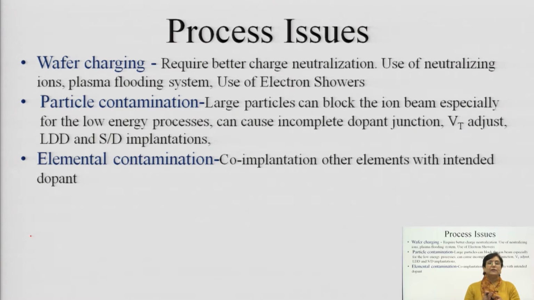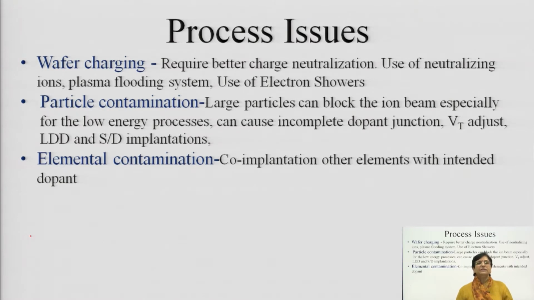These ions which are striking can effectively damage the surface and therefore it is essential to neutralize them. In order to neutralize them, the ion implantation system must have an effective neutralization system, which is created either by plasma flooding or using electron showers, which will neutralize these ion beams which are damaging the surface of the substrate where they are striking.